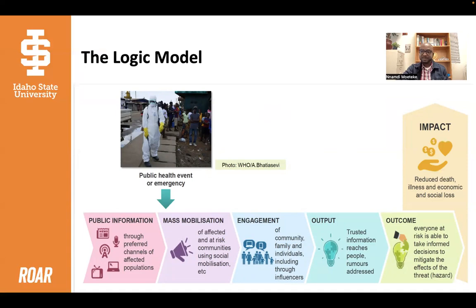So this is the logic model for risk communication, starting with public information, mass mobilization and engagement. And the output, expected output, should be trusted information reaching the people and all rumors being dealt with and addressed. And then your outcome will be that everyone at risk being able to make informed decisions and mitigate the effects of the threats in their lives. And lastly, the impact of the risk communication should be reduced deaths, illnesses, and economic losses from the outbreak.